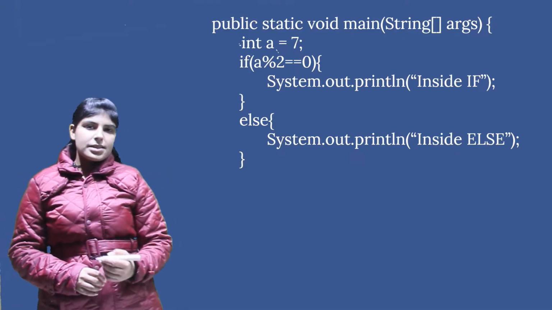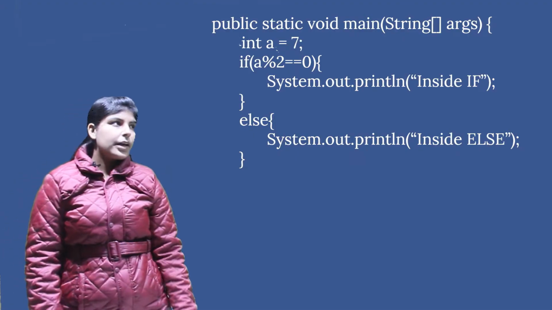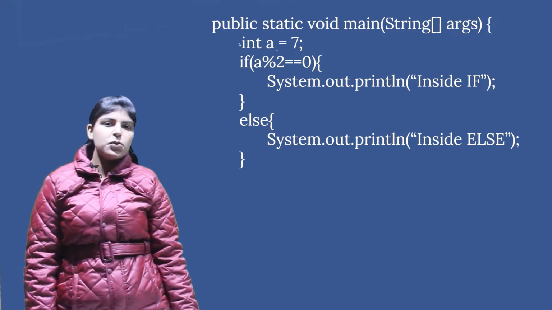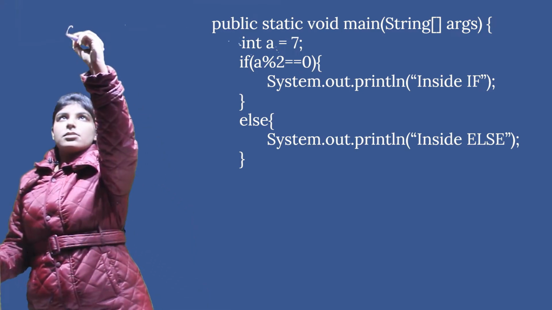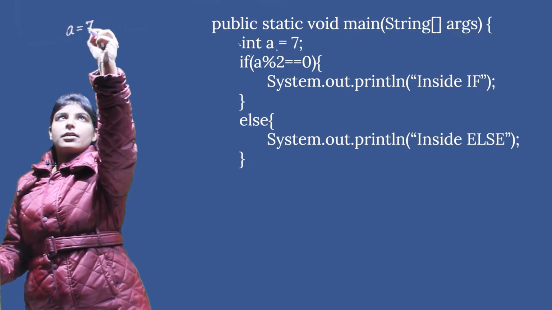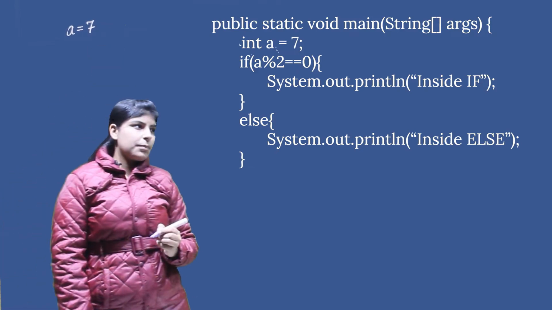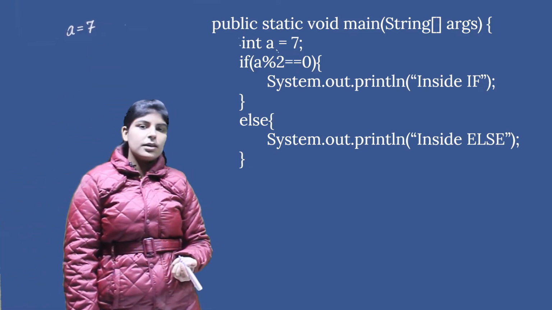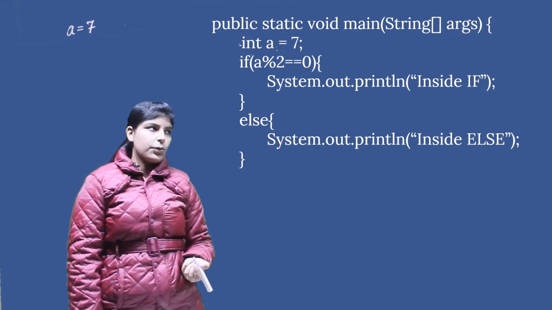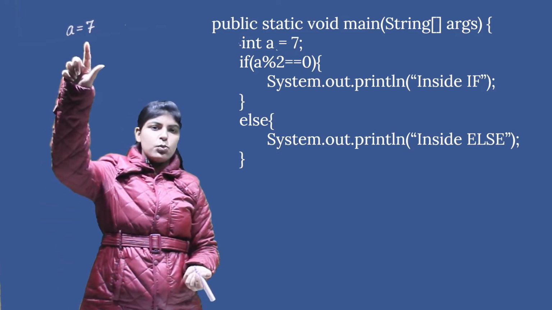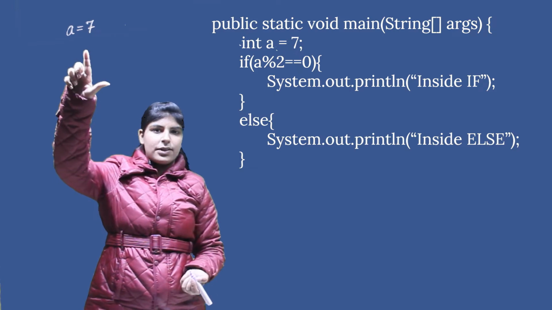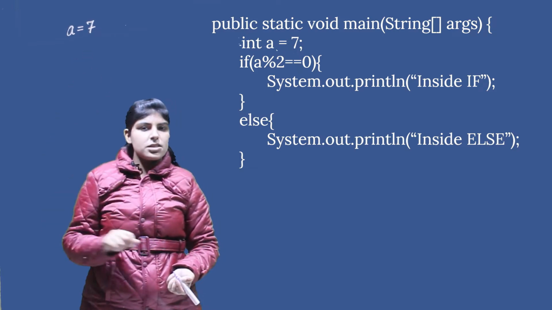So now let us see an example of if-else statement. Here I have an integer variable a whose value is 7. A is 7. So now there is an if statement. So what is the condition associated with it? A mod 2 equal to 0. So when I divide 7 by 2, the remainder will be 1 because 7 is an odd number. So the condition is false.